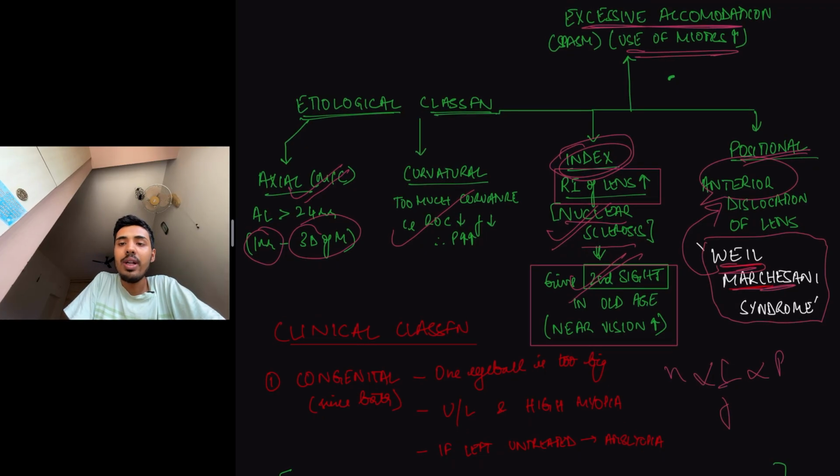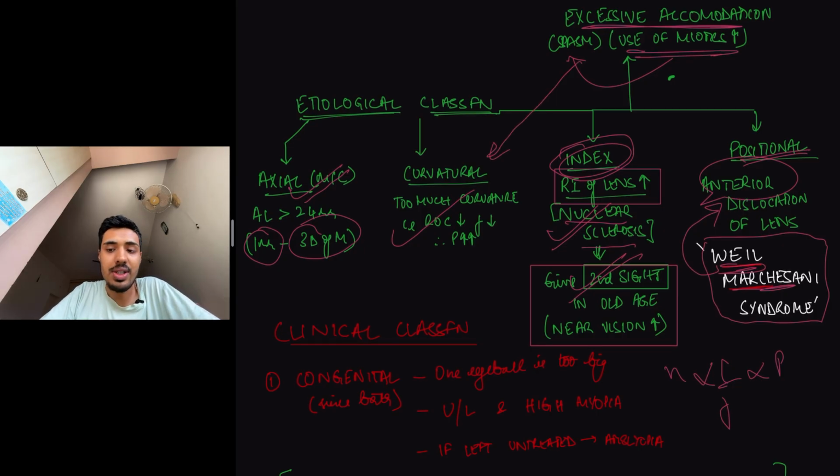And another thing, excessive accommodation. Let's say we give a miotic drug that causes spasm of ciliary muscle. So when the ciliary muscle is highly contracted, then the lens will also bulge a lot. So excessive accommodation, when the lens bulges a lot, it will lead to increased curvature and myopia. So this is the etiological classification.